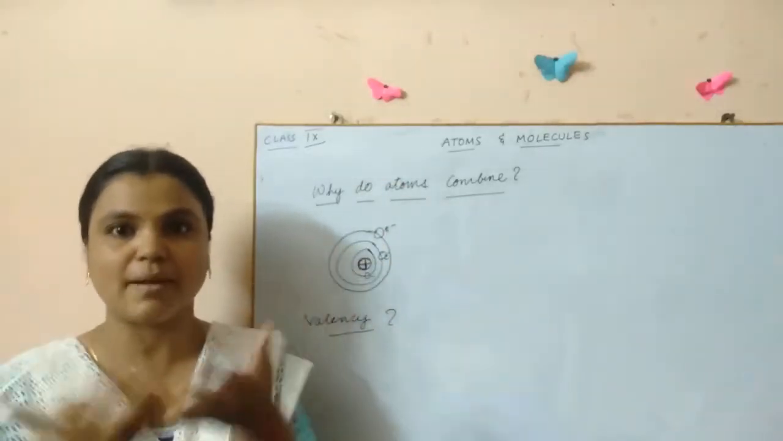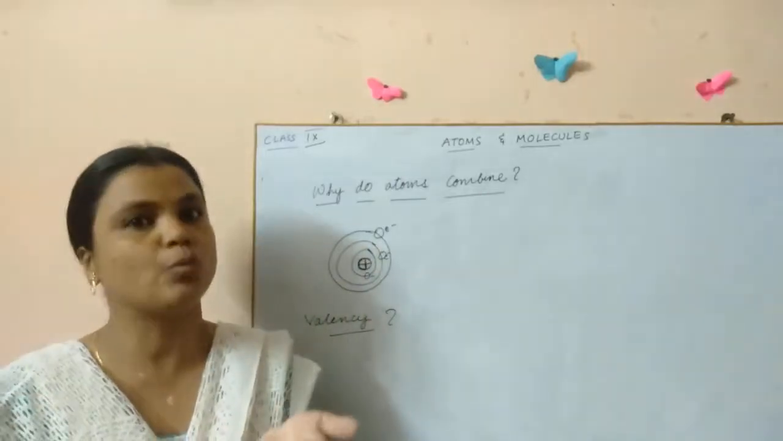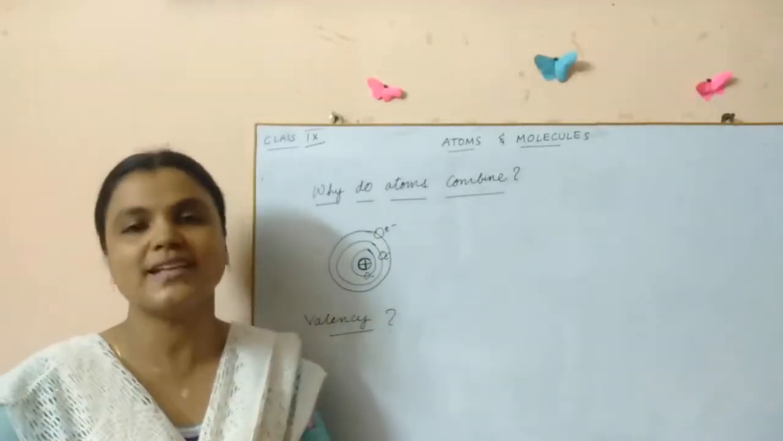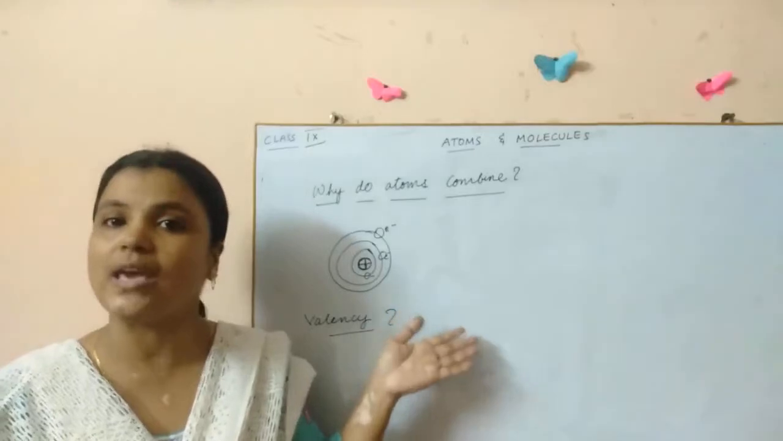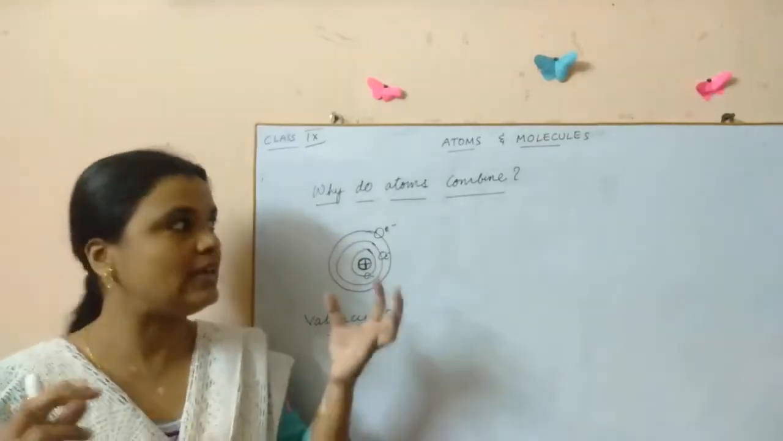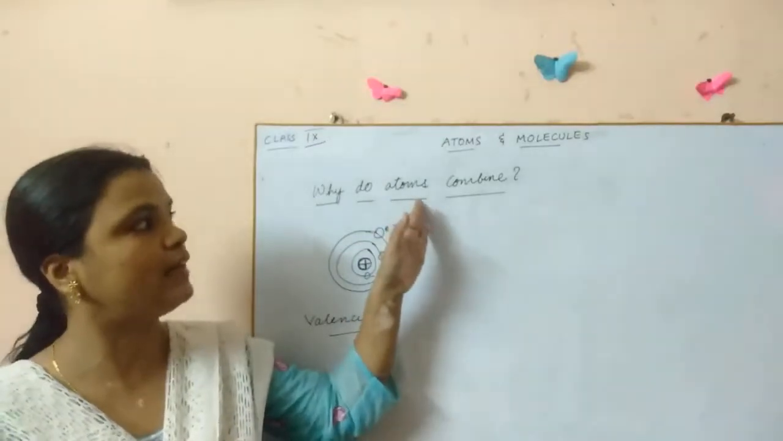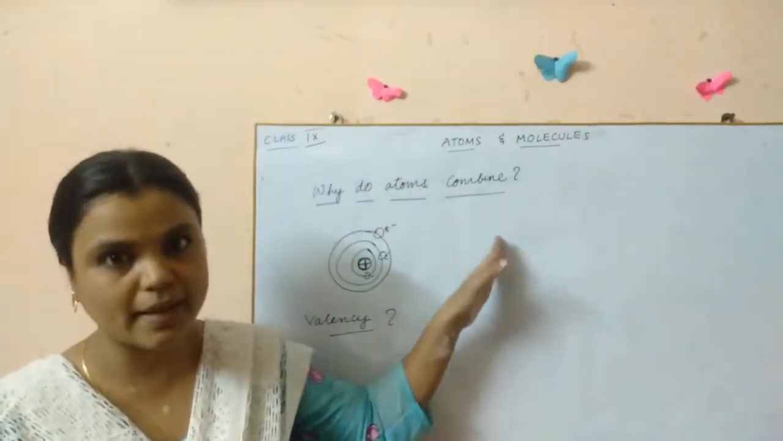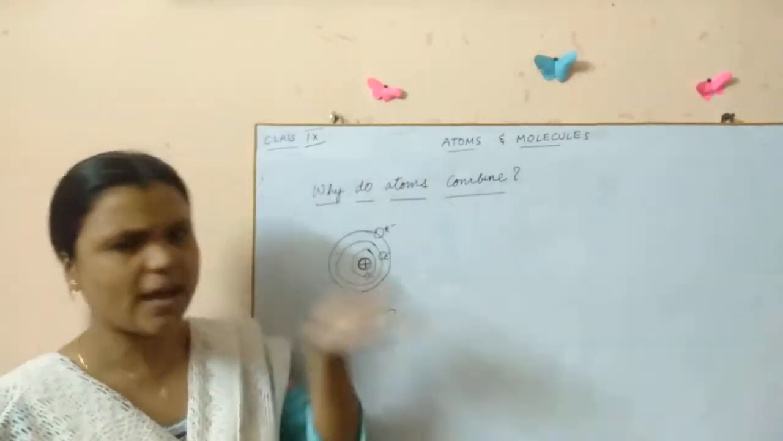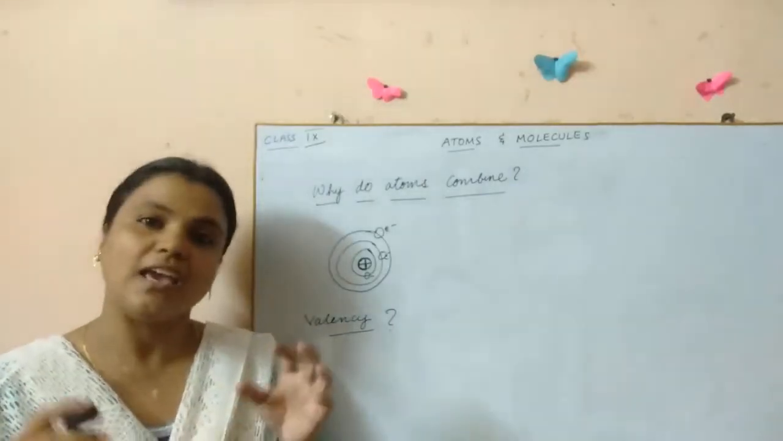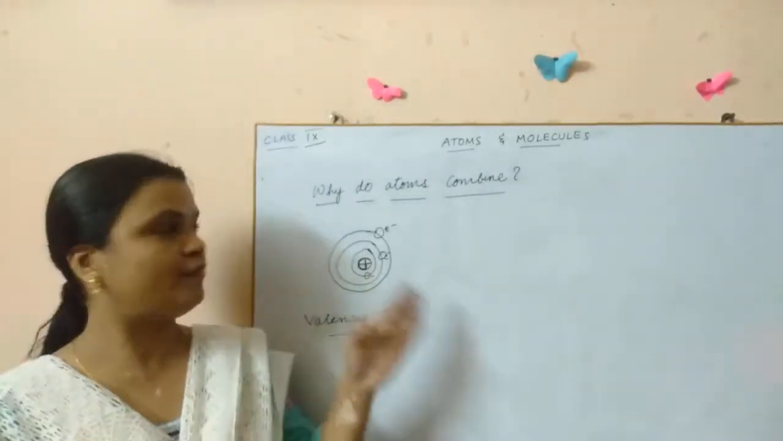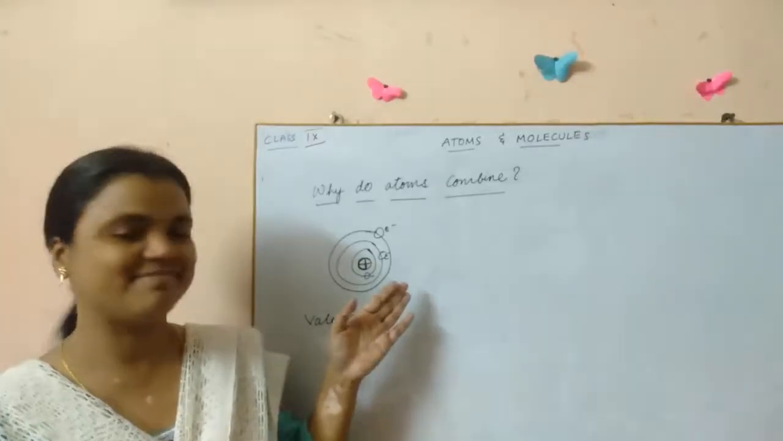When the same atoms combine, we get elements. When different atoms combine, we get compounds. So these molecules are formed by the combination. Ultimately, what is happening? The atoms are combining. And why are these atoms combining? That is the topic for today's video.